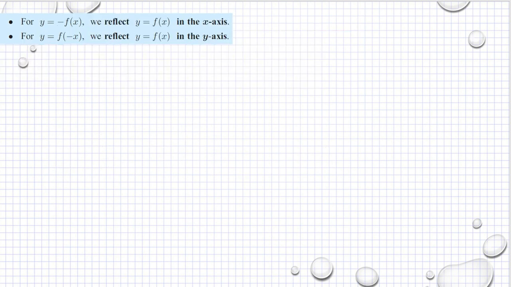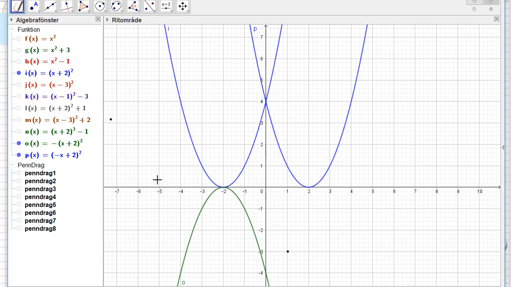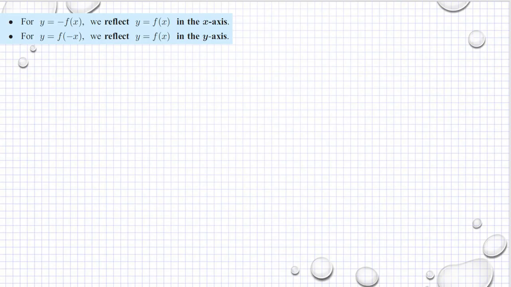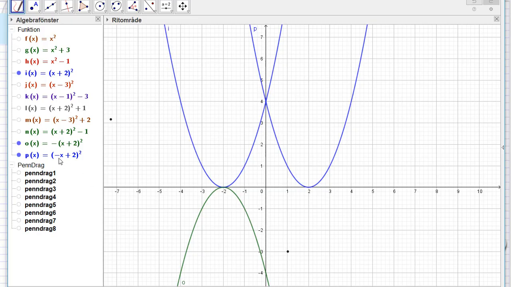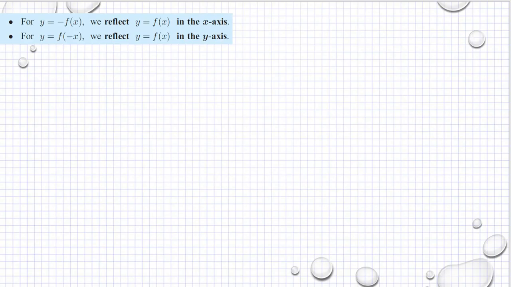Here's the rule. For y equals negative f of x, that means your negative is outside the value of x, like what we did here with the O. Our negative is outside the parentheses. It says here, we reflect y equals f of x in the x-axis. So our mirror is the x-axis. But if we put the negative in x, then the reflection is in the y-axis. It says we reflect y equals f of x in the y-axis.